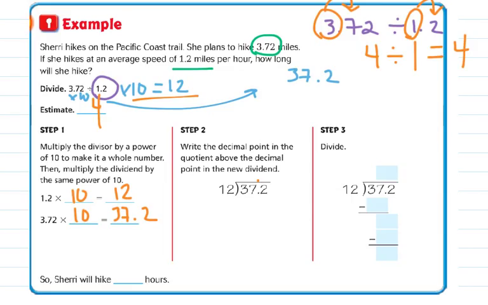So 37 divided by 12 would be 3, and I'm going to put, does McDonald's sell burgers?